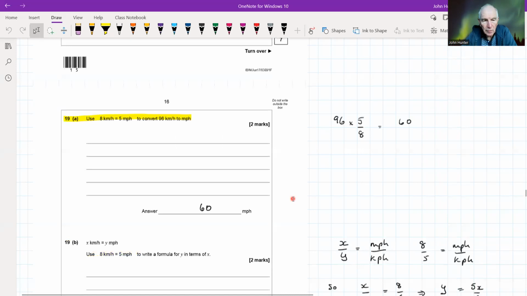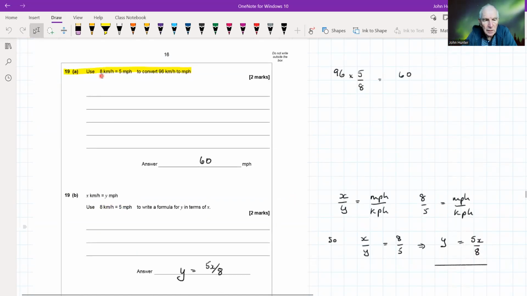Right, and carry on. Use 8 kilometers per hour equals 5 miles per hour to convert 96 kilometers per hour to miles per hour. Well, we could probably do this better once we've done part B, actually, but I think intuitively, if we know that a kilometer is less than a mile, then we would expect 96 in miles per hour to be a lower number, wouldn't we?